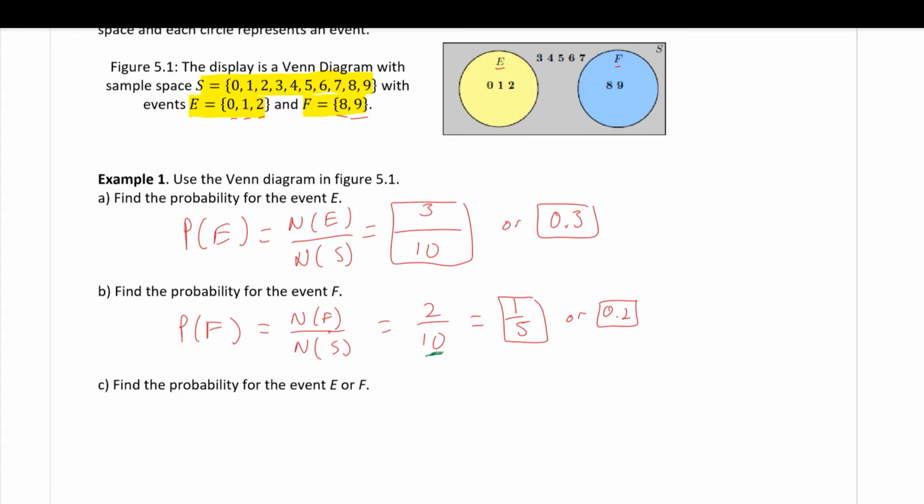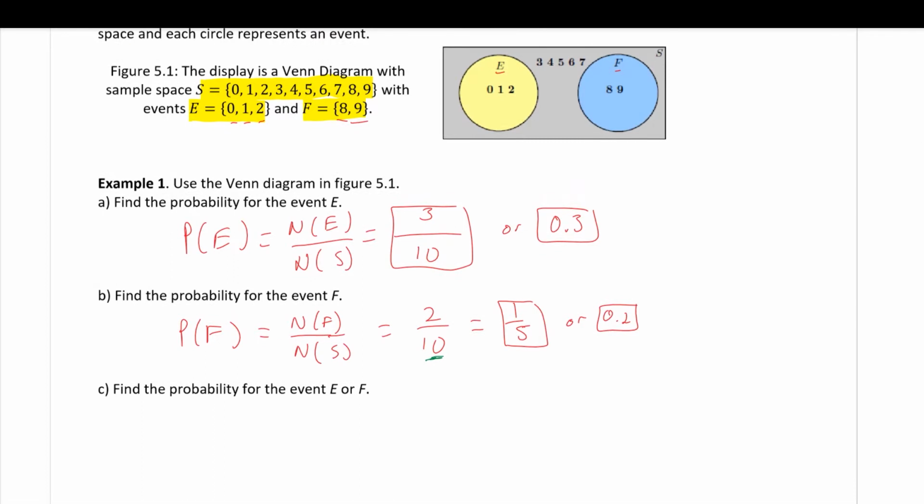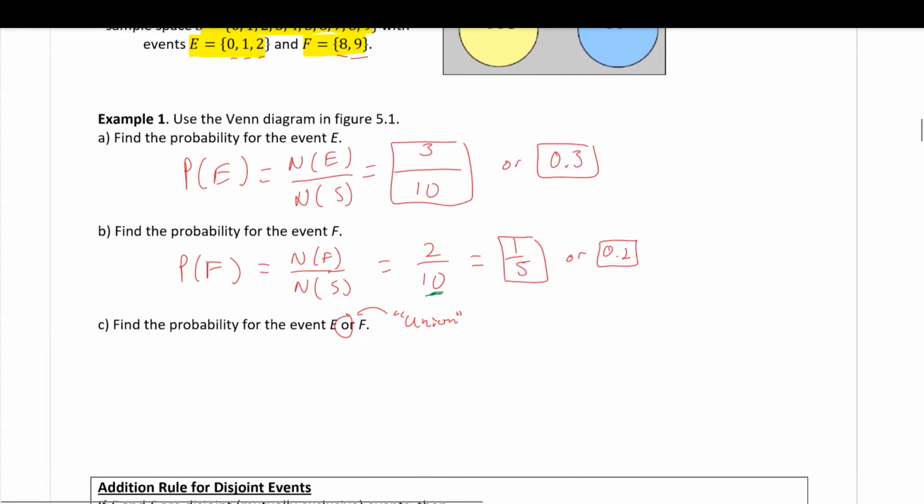Find the probability for the event E or F. Okay, so we kind of have to talk about these OR probabilities. Well, what does it mean for something to be an E or F? Well, it can be an E or F, just like how it sounds, right? So basically, you want to think of this as the union of these two sets. Anytime you see that word OR, think of union. Okay, so I'm actually going to split this down the middle because I'm going to show you how to calculate this in a couple ways.